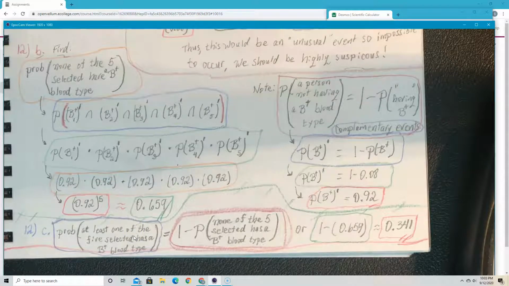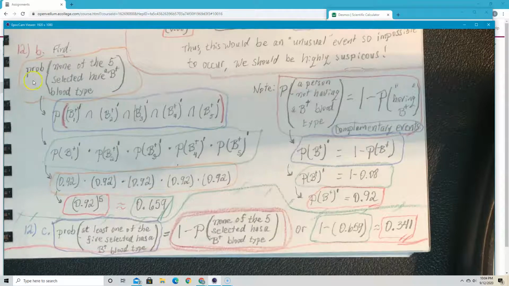What does at least one of the 5 mean? One person could have B positive blood type. Two people could have it. 3 of them, 4 of them, or 5 of them. What's the probability of that? At least one of the 5? It's equal to 1 minus the probability of none of the 5 having B positive blood type.